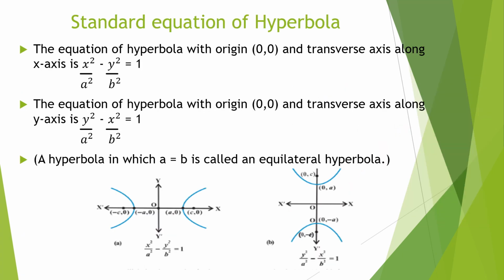The standard equation of hyperbola: the equation of the hyperbola with origin (0, 0) and the transverse axis along the x-axis, that means the first diagram, is x square upon a square minus y square upon b square equal to 1. If the transverse axis is along the y-axis, the second case, then the equation is y square upon a square minus x square upon b square equal to 1. And a special case, if a and b are the same, then it is called an equilateral hyperbola.